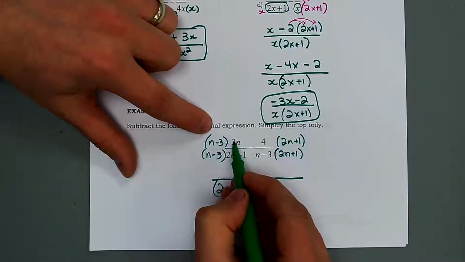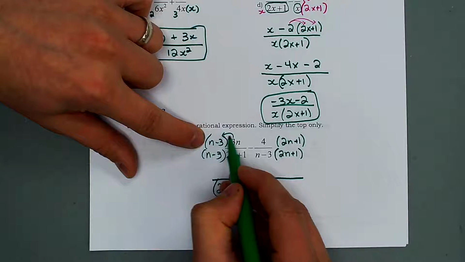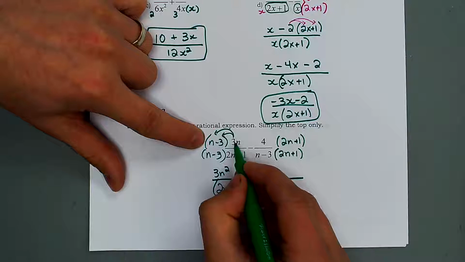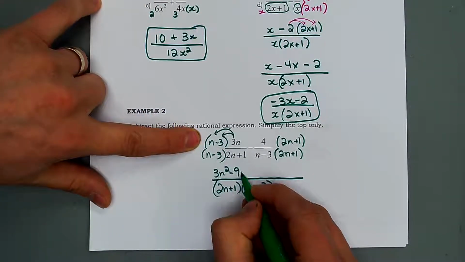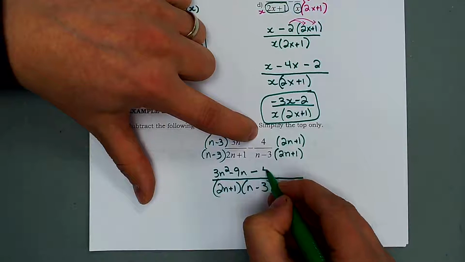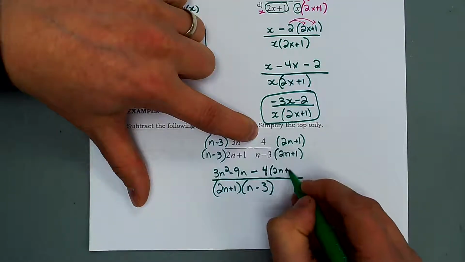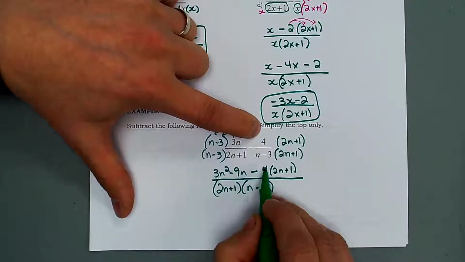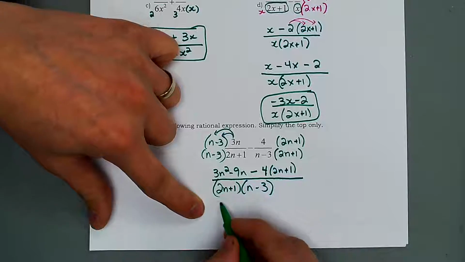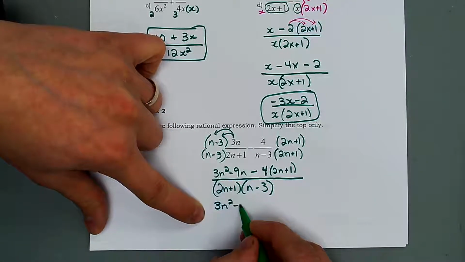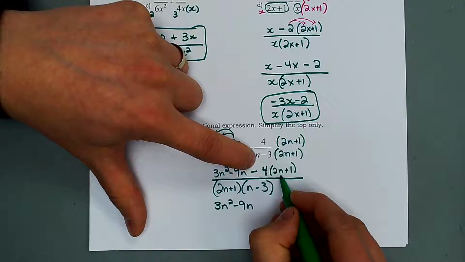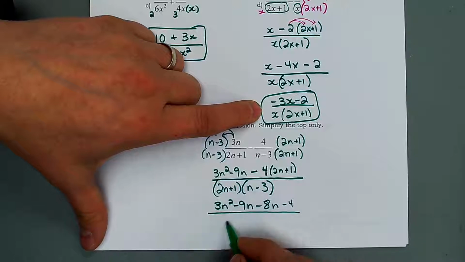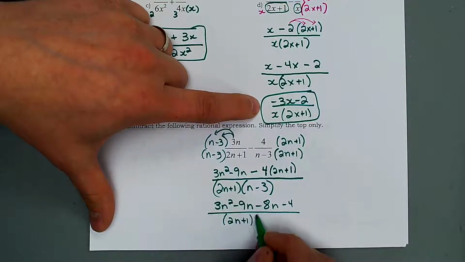We're multiplying. And here we've got a 3n multiplying by an n minus 3. So I'm going to distribute that in. 3n times n is a 3n squared. 3n times a negative 3 is a negative 9n. And we are subtracting a 4 bracket a 2n plus 1. I'm not going to rush this one because I again see a subtracting all of this, so the negative is going to have to impact all of that. So 3n squared minus 9n minus 8n minus a 4, all divided by a 2n plus 1, n minus 3.